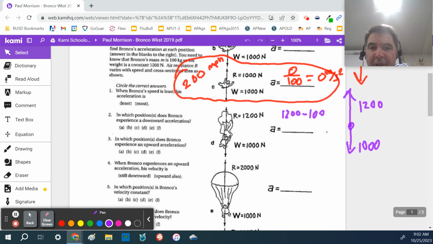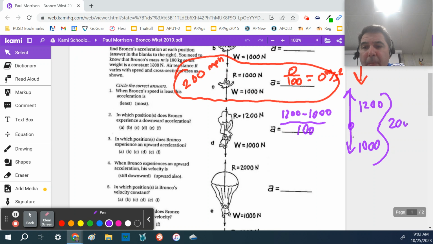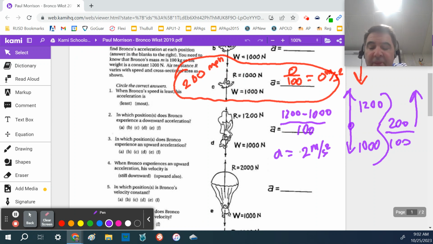1,200 minus 1,000 over 100. And what you get is 1,200 minus 1,000 gives you 200 up. And 200 over 100 gives you 2 meters per second squared as your acceleration, and that acceleration is up. So now you're actually accelerating up. Now that doesn't mean you're moving up. It just means you're slowing down.